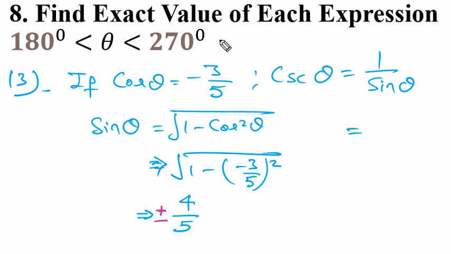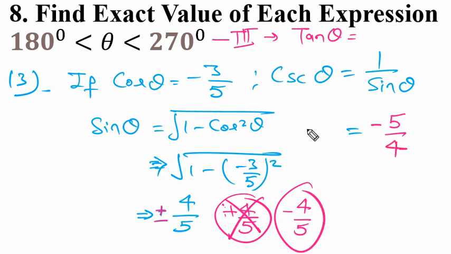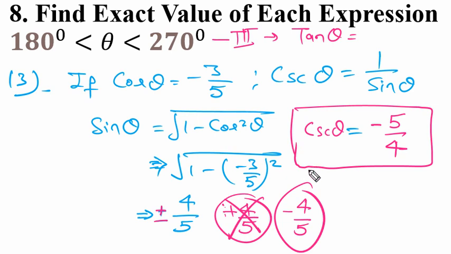Now this is your third quadrant. In the third quadrant, I told you that only tan is positive, so the rest are all negative. So what will I do in the third quadrant? Will I take positive 4 over 5? No, because in the third quadrant the sign is negative. So negative 4 over 5. When you take the reciprocal, that will give you negative 5 over 4. So cosecant theta is negative 5 over 4. Remember this and you can solve all the questions of this type.